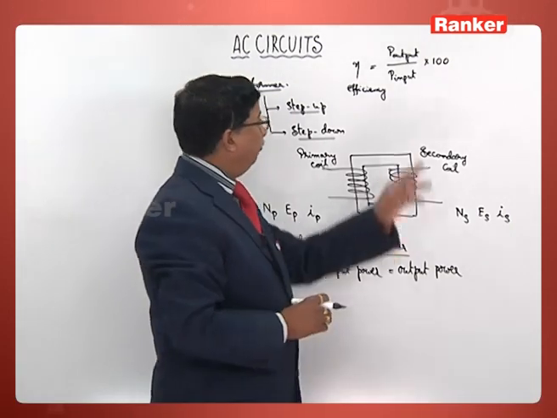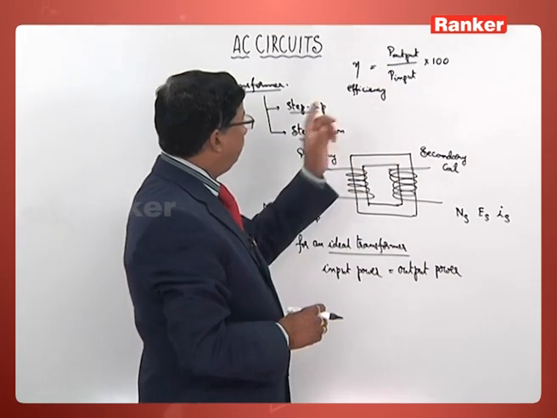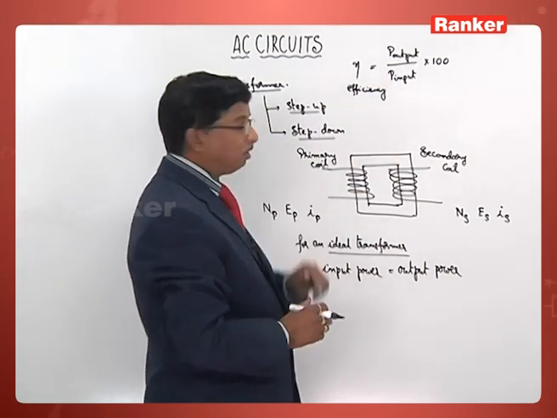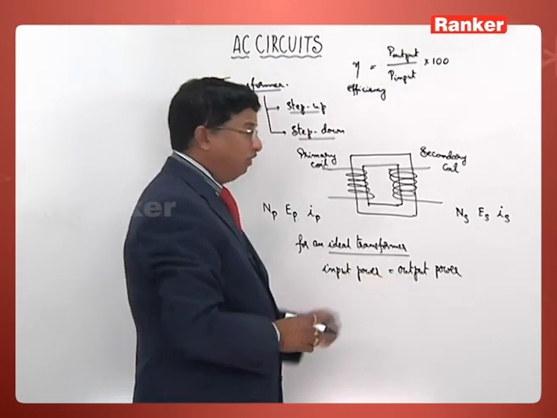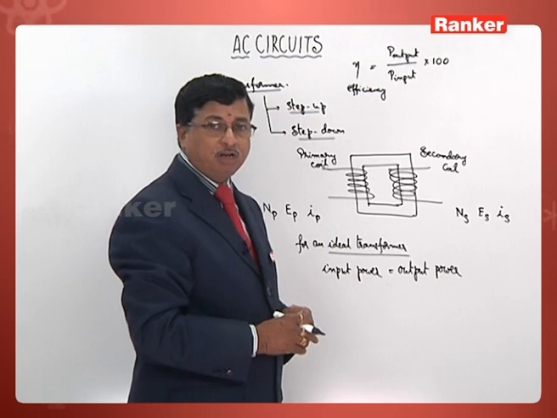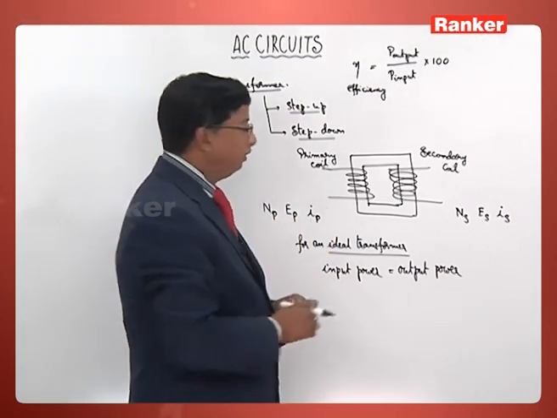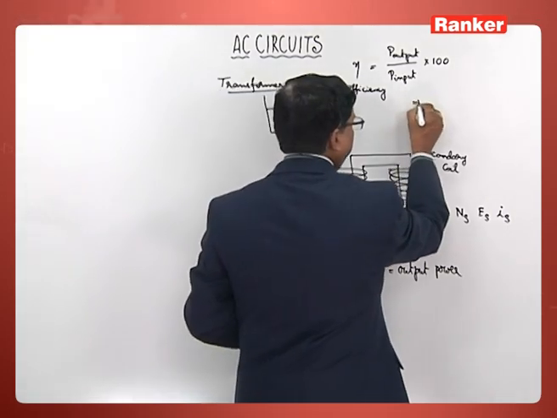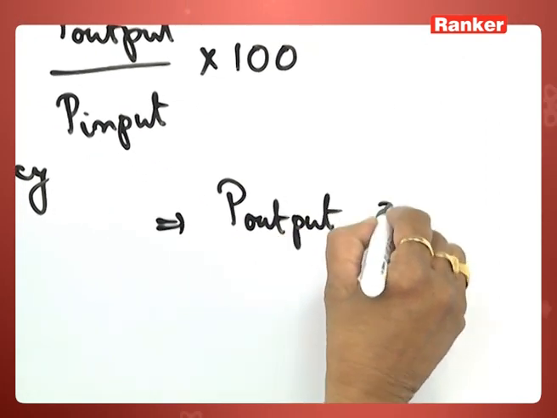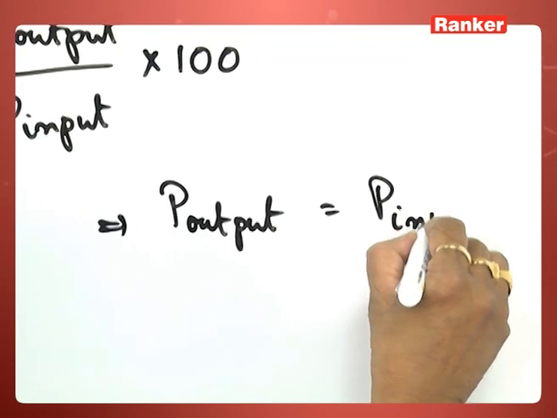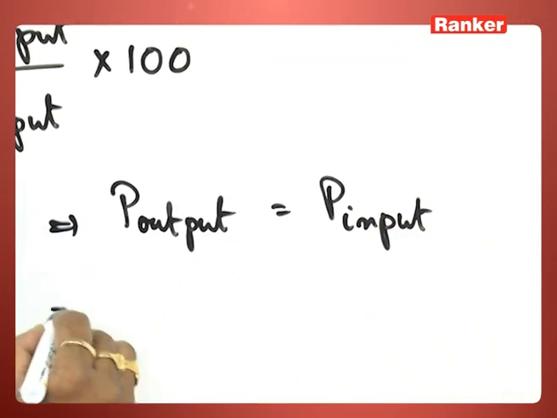Now, when we write power output by power input into 100 as eta, the basic rule for an ideal transformer is that numerator and denominator are supposed to be equal. So what can I write from this? If power output is equal to power input, then what can I write?